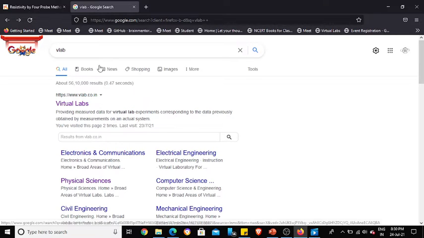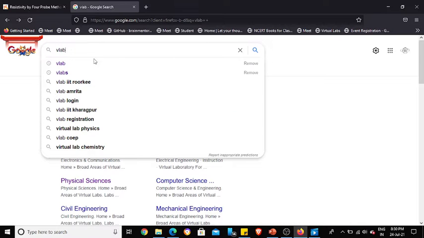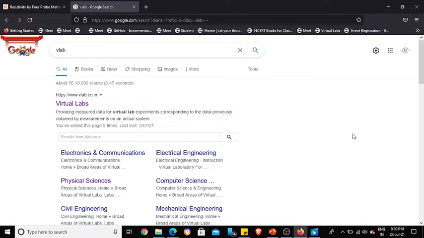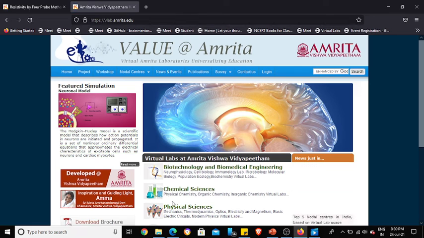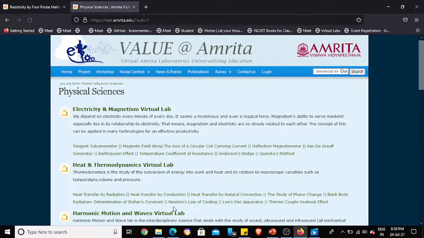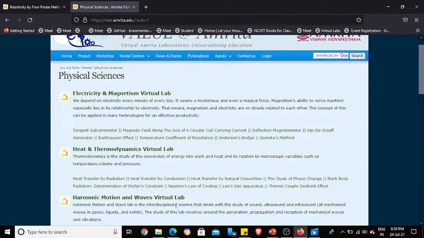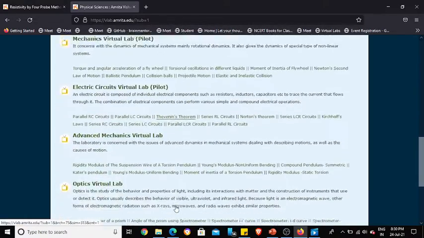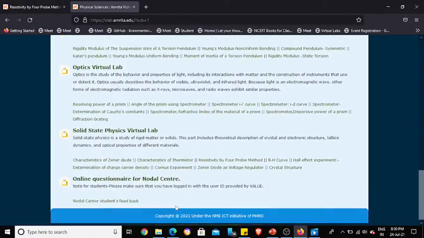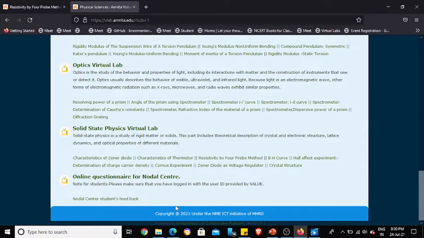First we will go to the browser and search VLab. Then we will go to the virtual labs and connect physical sciences. As you can see, there are a lot of labs available, but right now we are focusing on the solid state physics virtual lab. This is a virtual lab of Amrita Vishwa Vidyapeeth. So the experiment which we are going to perform is the resistivity by the four-probe method.